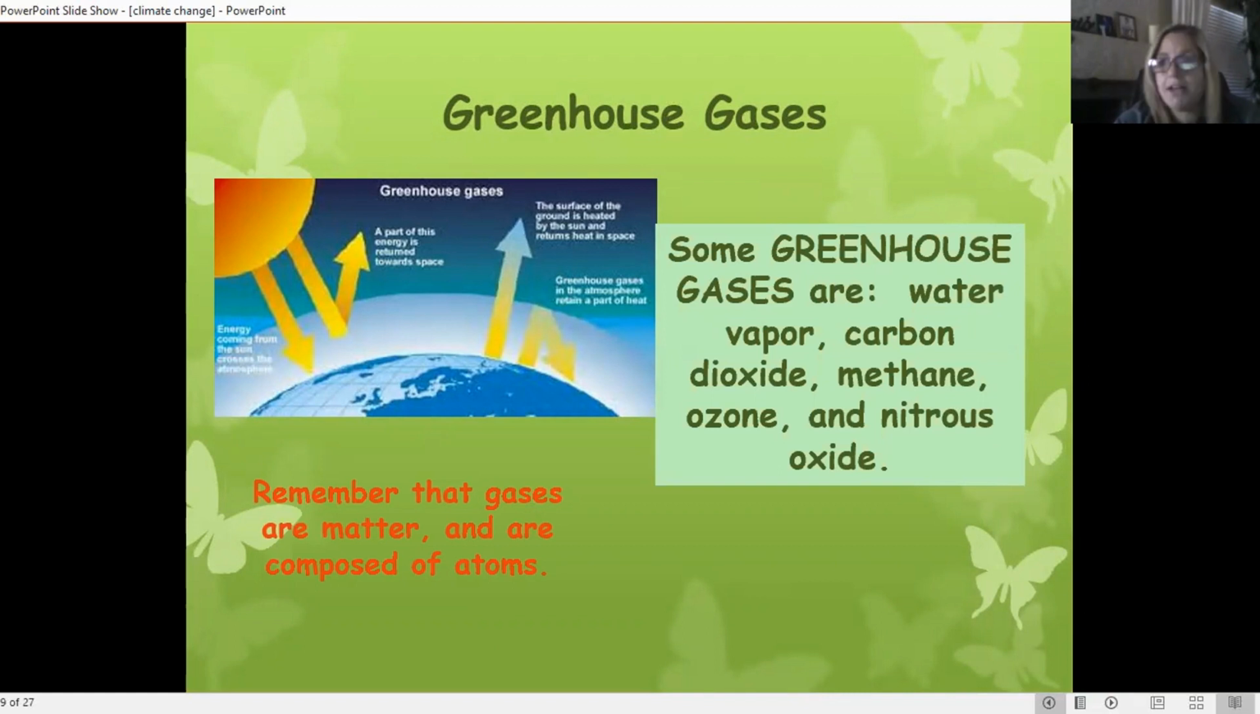Remember that gases are matter. We've talked about that in class. Everything in the world is made of matter, and all matter is made up of what? Atoms.